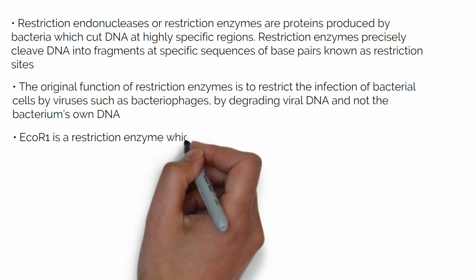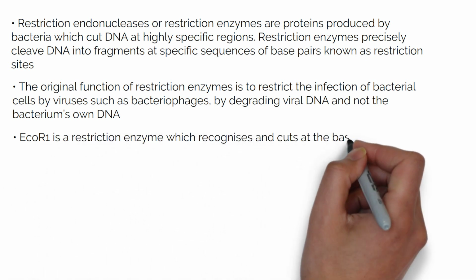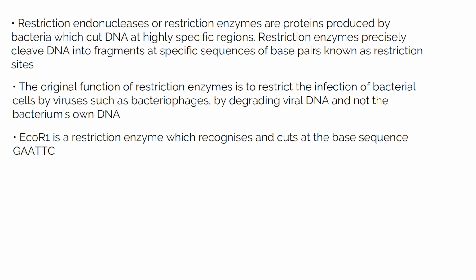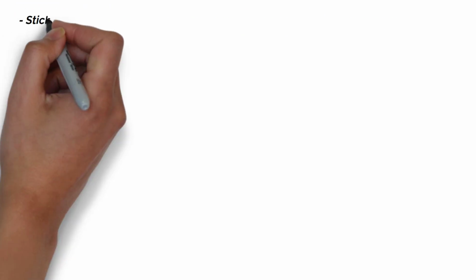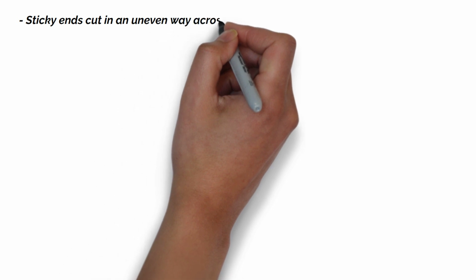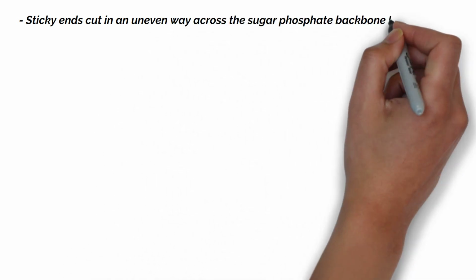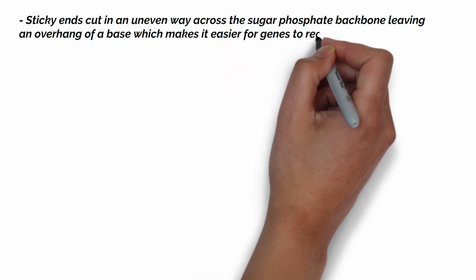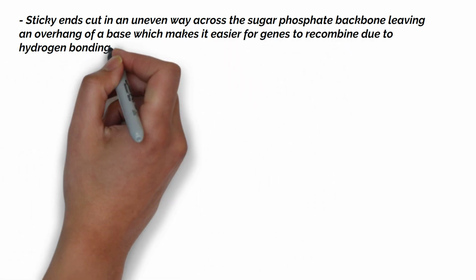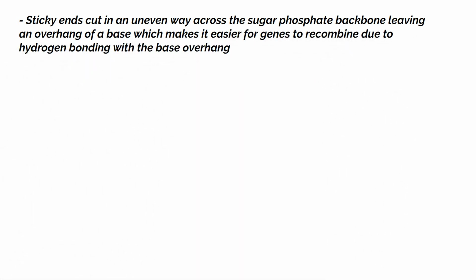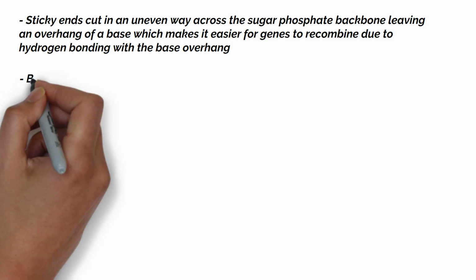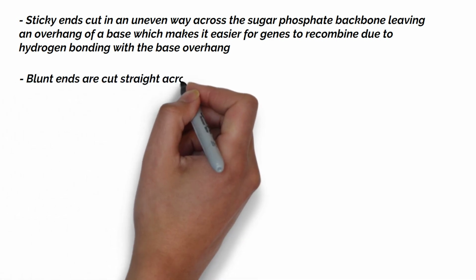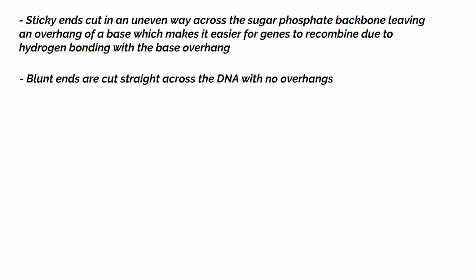EcoR1 is a restriction enzyme which recognizes and cuts at the base sequence GAATTC. Sticky ends cut in an uneven way across the sugar phosphate backbone of the DNA, leaving an overhang of a base, which makes it easier for genes to recombine due to hydrogen bonding with the base overhang. Blunt ends are cut straight across the DNA with no overhangs.